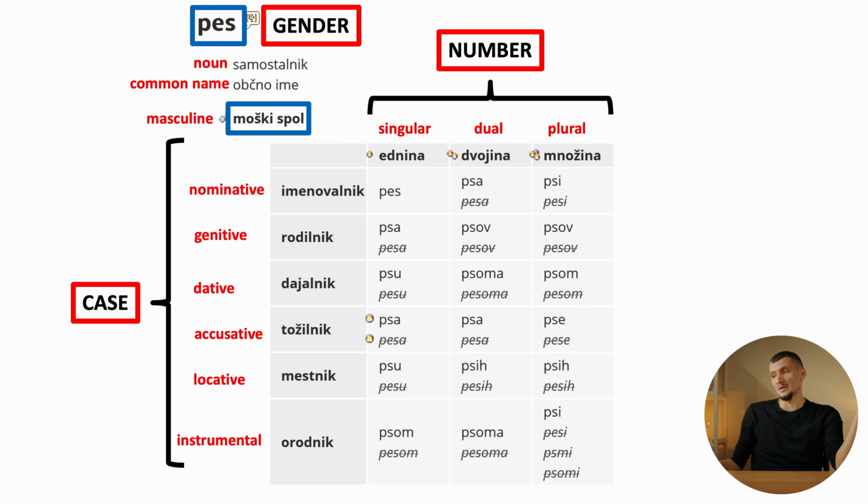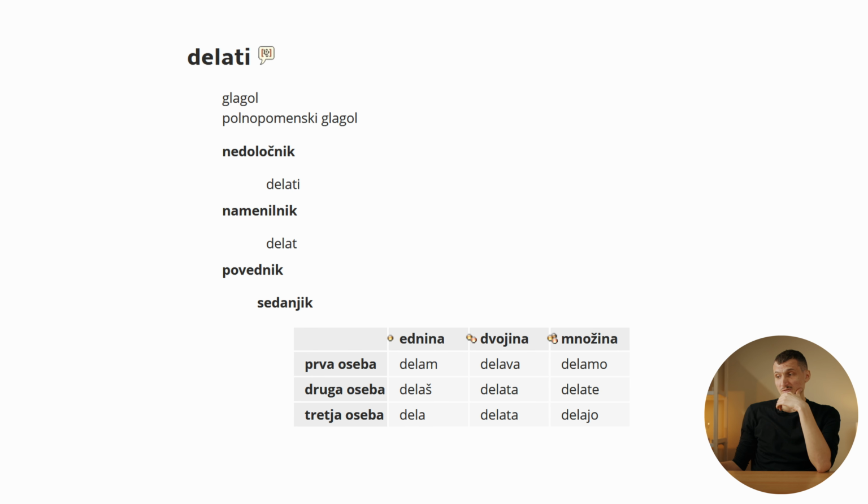And so if you came across the word psih in a Slovenian text and you had no idea what psih is, you type it in that link and you see, oh, this is actually pus. Now, one more entry for verbs. Let's say you come across the word delajo in a Slovenian text and you don't know what delajo is. You put it in there and you can see that it's actually delati. And it is a verb, a full verb, glagol, polnopomenski glagol.